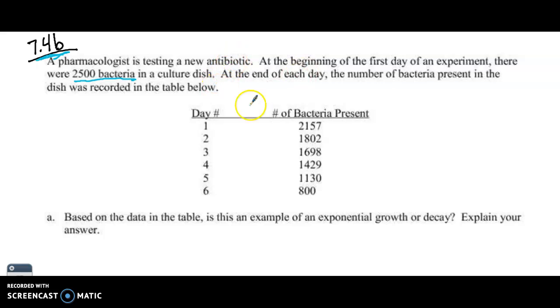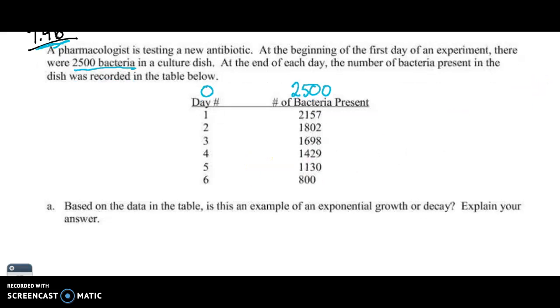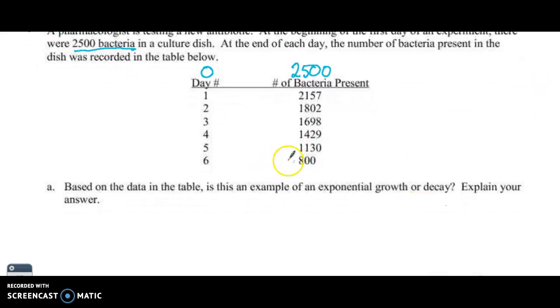at the beginning of the day, or anyway, we're assuming that at time 0 there are 2,500 in this culture dish. So after the end of each day, we can see at day 1, 2157, day 2, 1802, and so on. Before going to the calculator, we should be able to answer that this is exponential decay.